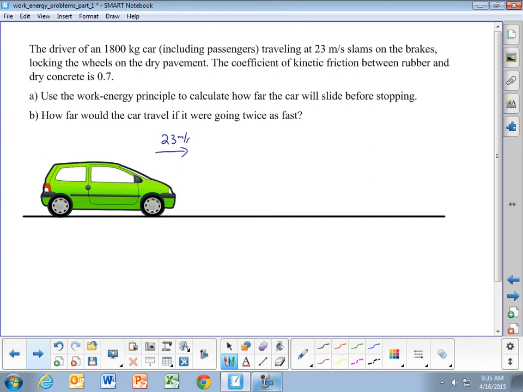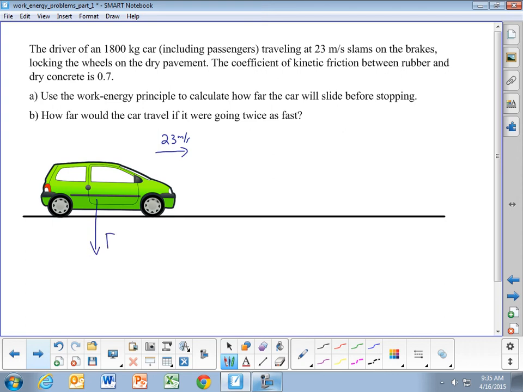before stopping. Now this is something that you could do with kinematics. A lot of these problems, if you could find the acceleration, if the acceleration is constant, you could use kinematics to solve it. We're going to show how to use the work-energy theorem to use this. And so with this car, we have three forces that are acting on the car.